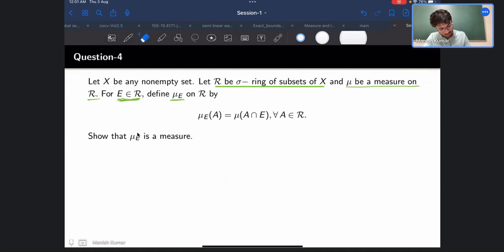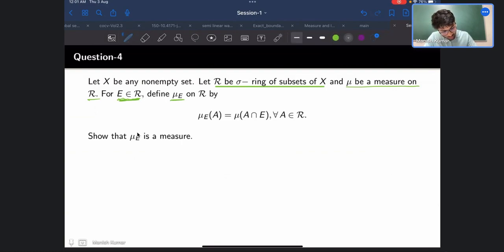Okay, but see here, the point is that both of the measures are on the same domain. So mu E is also defined on R, mu was also defined on R. So the domain is the same, but the properties will be a bit different. The measure of some set with respect to mu will be different, and with respect to mu E will be different. So first see what it is doing.